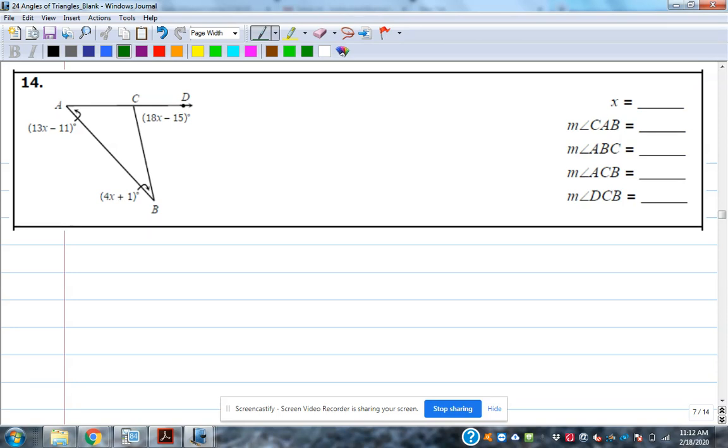Say it again, Hayden. Okay, yeah, 18x, because 18x minus 15 is the exterior angle to these two non-adjacent interior angles. That's using that exterior angle theorem. So that'd be 17x minus 10. That's going to be x equals 5.